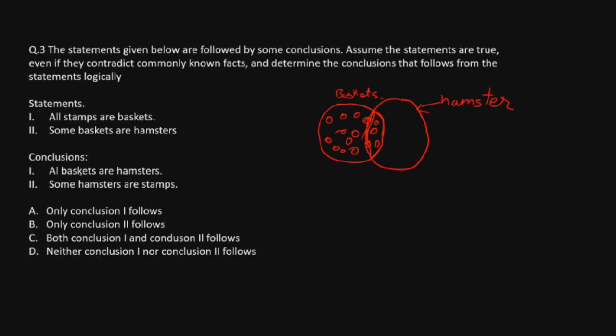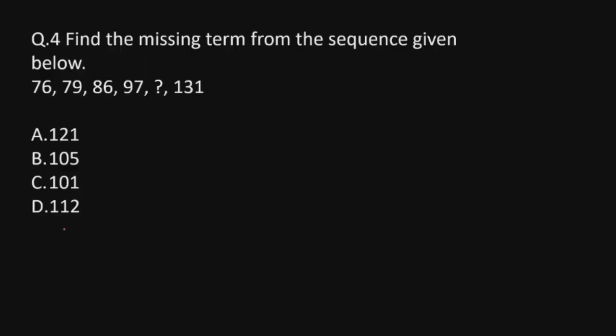So let's see the conclusion which I give. All baskets are hamster. No, this is wrong. Not all baskets are, some baskets are hamsters. Some hamsters are stamps. Yeah, some hamsters are also stamps. So the conclusion to follow. So option B is the right answer.